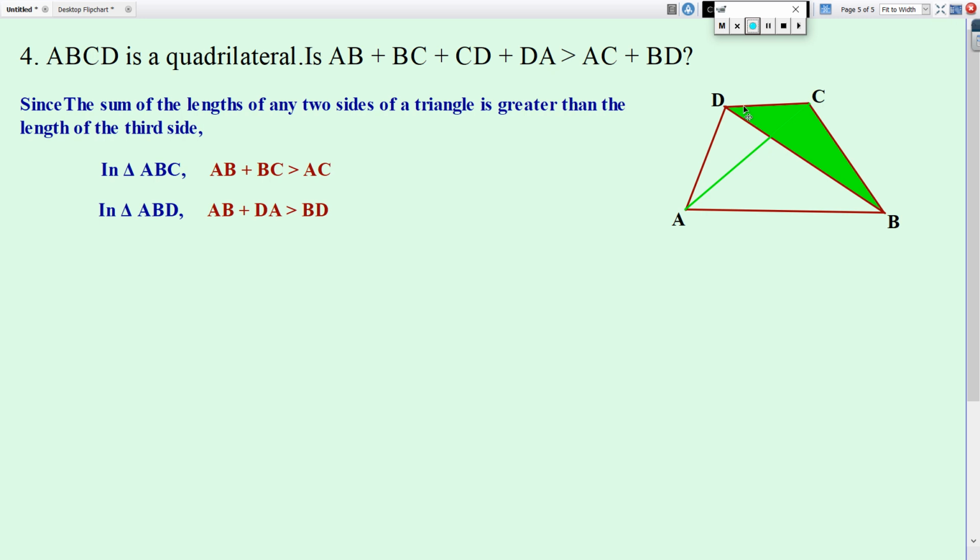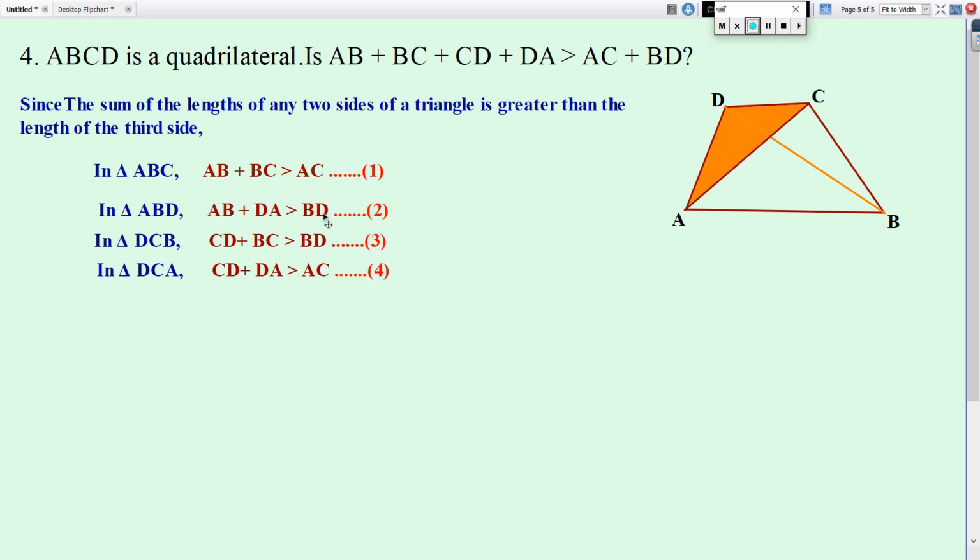Let me first take triangle DCB. Then how will you write this inequality? In triangle DCB you can write CD plus BC greater than BD. Now let me consider another triangle DCA. Then how will you write this property? In triangle DCA, CD plus DA greater than AC. Now take this as equation 1, this as equation 2, this as equation 3 and this as equation 4.